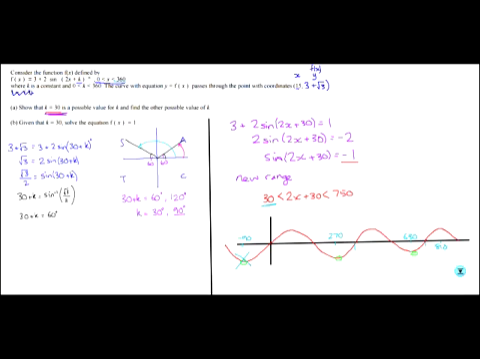So these are our 2 answers. 270, so we've got 2x plus 30 is 270, and it's also 630. So all that's left now to do is take away 30 and halve them. So 240 halved is 120, 600 halved is 300. And there you have it. All done.